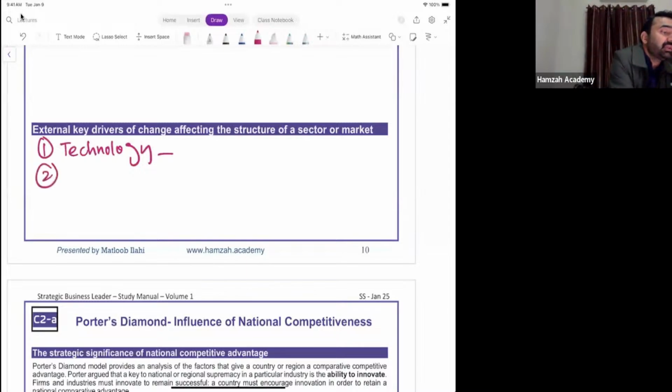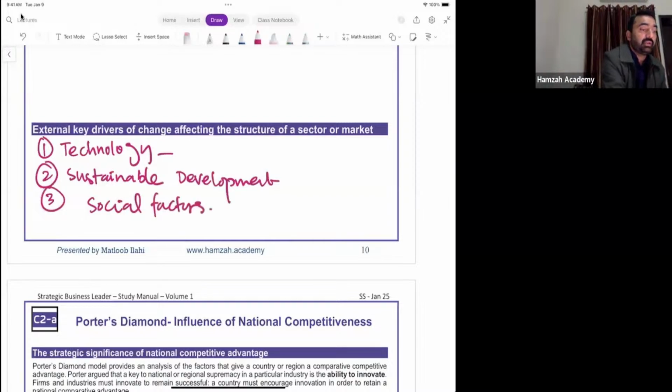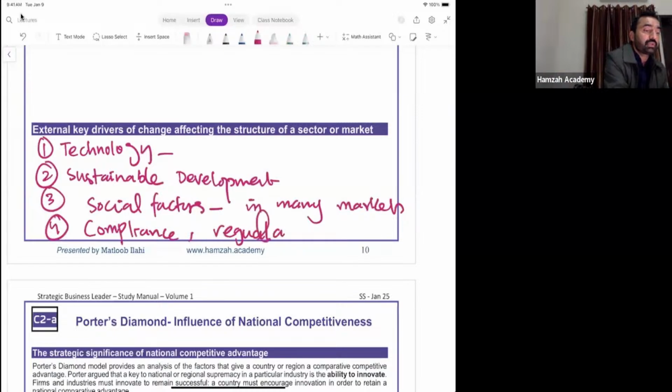Okay. And the second, the bigger driver of the external shift, is sustainability or sustainable development. All other law, compliance, regulation. Number three, you can talk about customers or social factors. They are also becoming a big force in a lot of markets. Social or human factors in many markets around the world. Okay. And then compliance, regulation. All these factors are becoming key drivers of the change.